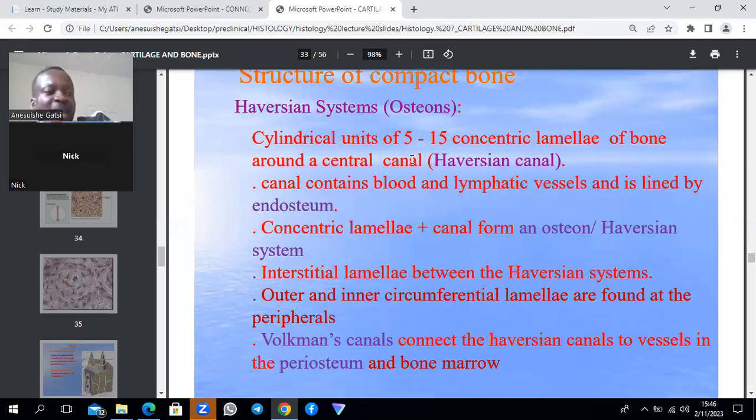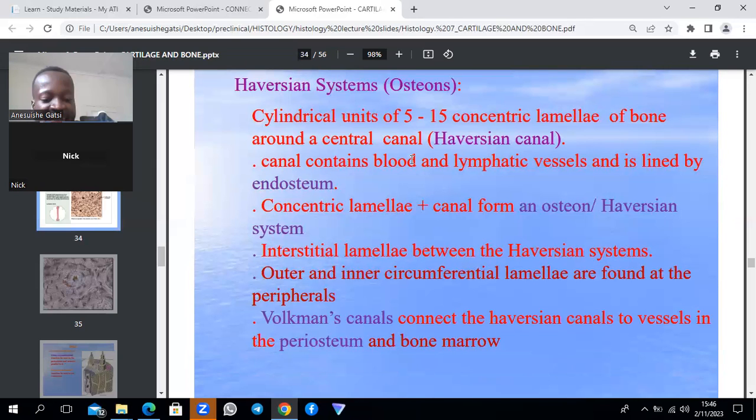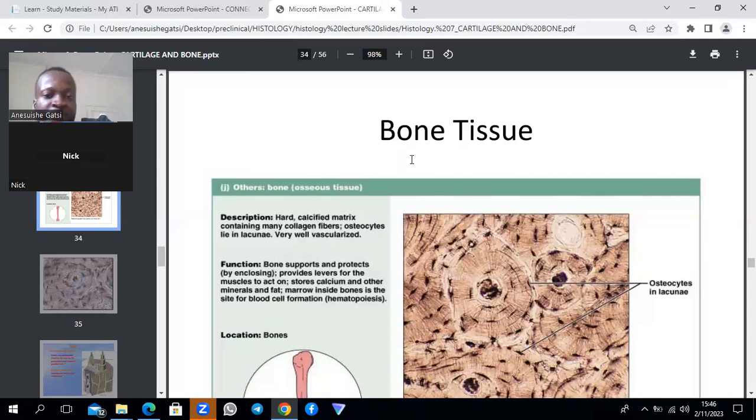Blood vessels. Yes, okay. Blood vessels. Right.